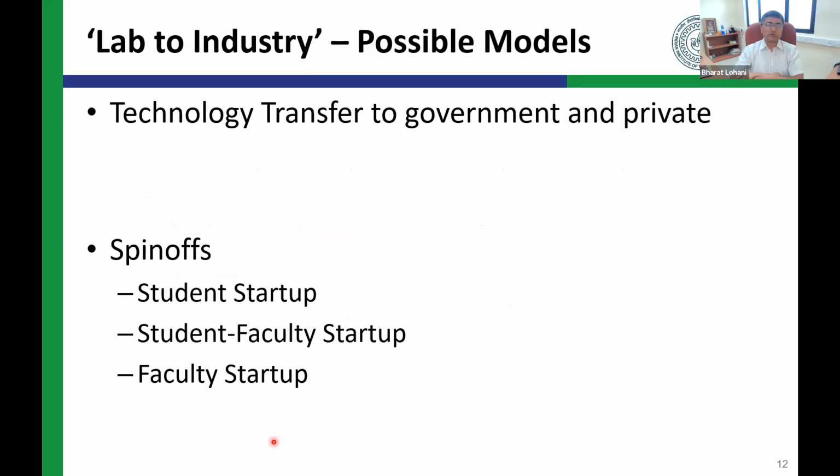Now, what are the possible models? Sometimes we develop the technology and transfer it to the government and private sector directly, or alternatively, we can go for startups. In IIT Kanpur, we have this model: a student can start their company, a student with faculty members can start their company, and only faculty members can also start their company. Also, any person from outside IIT Kanpur can come to the IIT Kanpur Incubation Center and start his or her company.